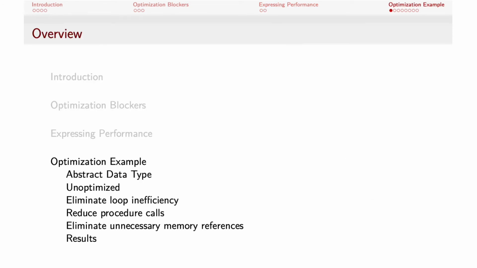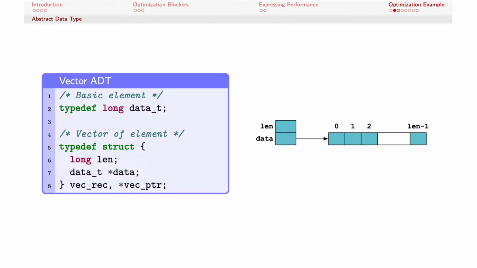Let's take a look at an extended example that illustrates some ways that we can improve the performance of a particular algorithm by the way that we choose to implement it. And for this example, we're just going to use a simple data structure that stores a vector of values. The individual values are defined by this first typedef. We'll see that they're just long elements, and I've defined a type called data_t. Again, that _t is a convention in C that says this is a type.